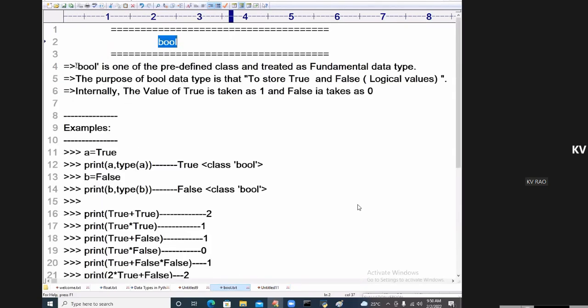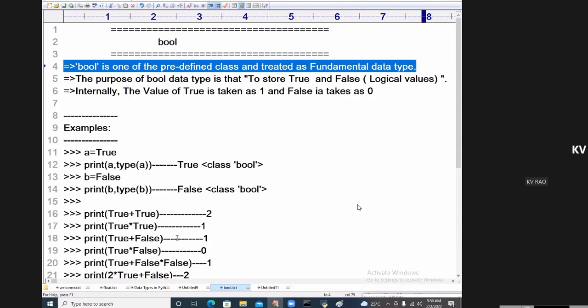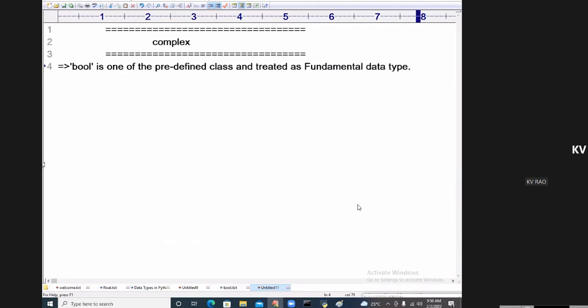As usual, the same sentence I can write. Bool data type is one of the predefined classes. Like that, complex is also one of the predefined classes, treated as a fundamental data type.